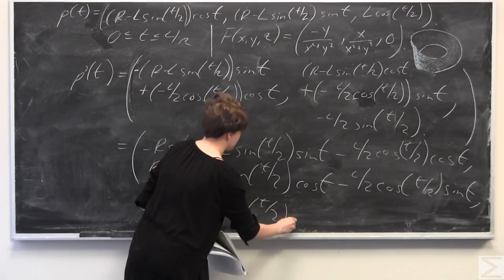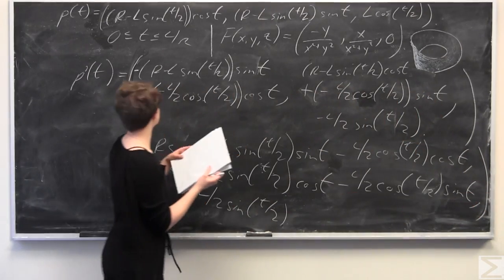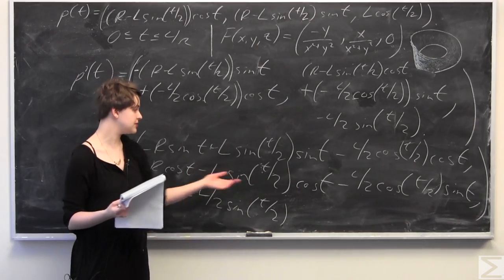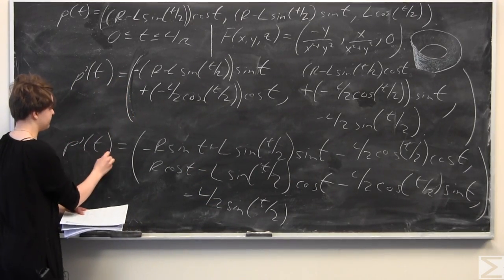So what I just did there was essentially, I just distributed out the sine t and whatever the cosine t, and I just combined all of our like terms, and this is what we ended up getting. So this is going to be p prime of t.